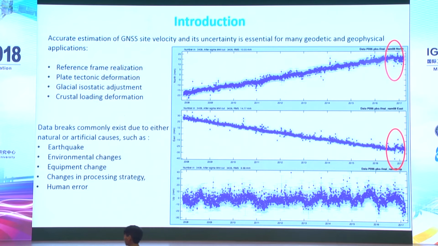And as the length of the time series gets longer and longer, and as we improve the data break detection algorithm, the total number of data breaks could increase. So our study focused on how this increased number of data breaks is going to impact the uncertainty in the site velocity, and how it's going to impact the stability of the reference frame.